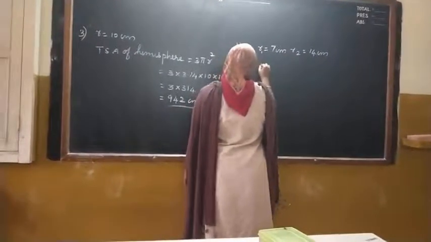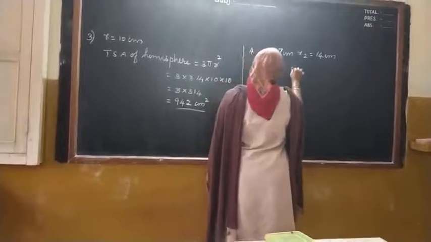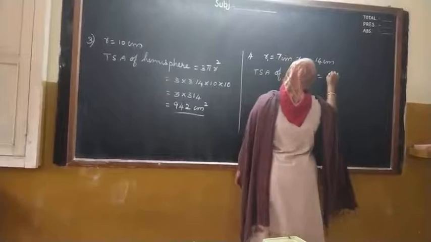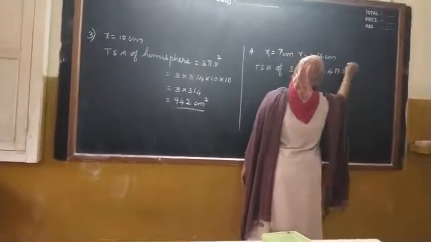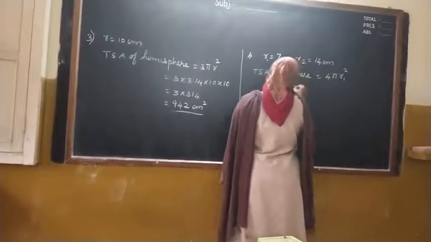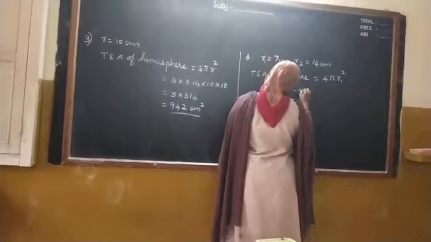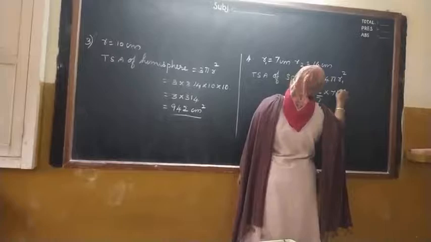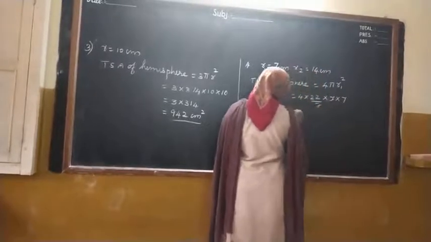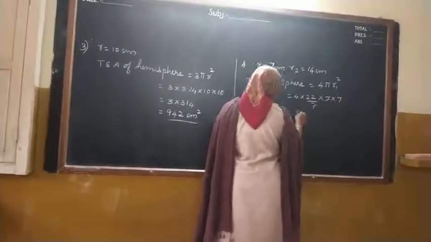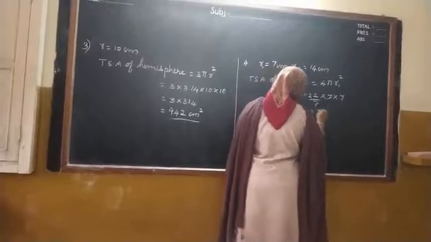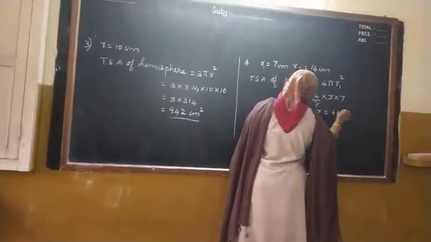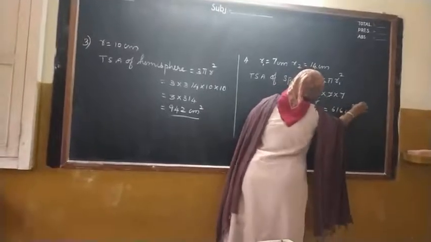Total surface area of a sphere is equal to 4 pi r square. So for R1 you will put 4 into 22 by 7 into 7 into 7. So 7 you can cancel. 88 into 7, 616 centimeter square.